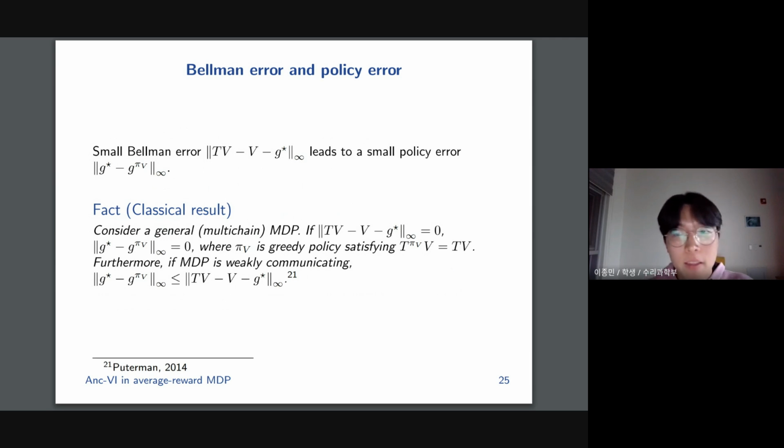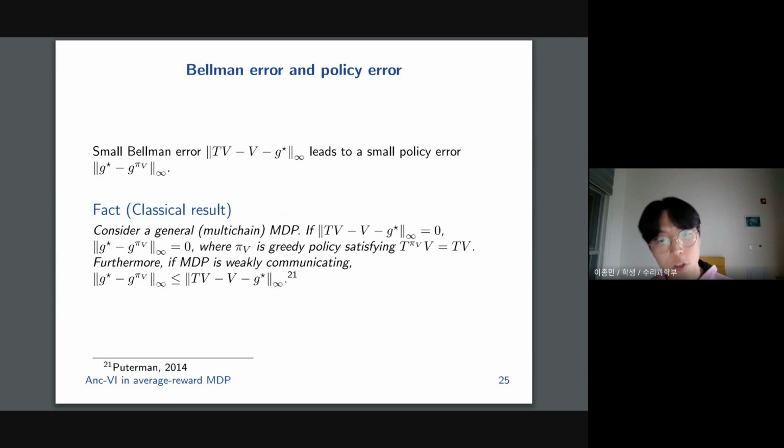It was known that there exists an interesting relationship between the Bellman error and policy error. The following facts demonstrate that relationship. This classic result says that in a multi-chain MDP, if the Bellman error achieves zero, then the policy error also achieves zero. This means that if you find a value which makes the Bellman error zero, then the policy induced by the value is the optimal policy. Furthermore, if the MDP is weakly communicating, there exists a strong relationship. That is, policy error is always smaller than the Bellman error. This implies that if you obtain the rate on the Bellman error, then that directly leads to the rate on the policy error.